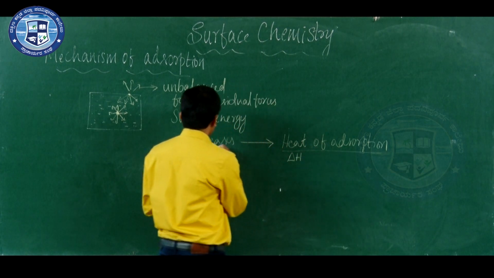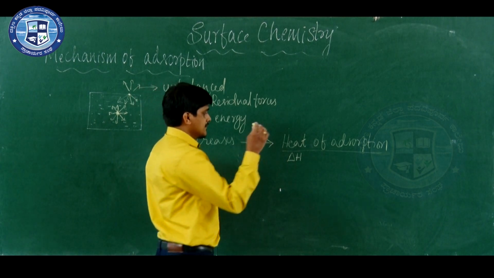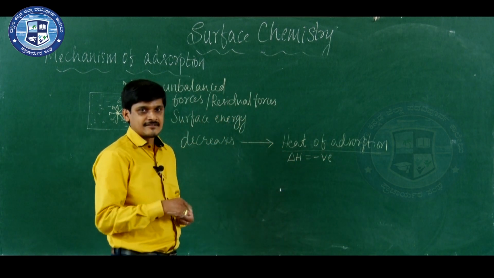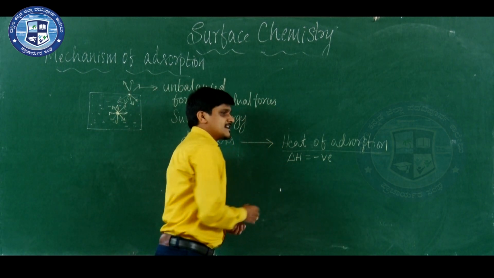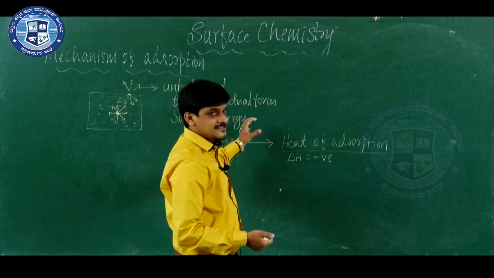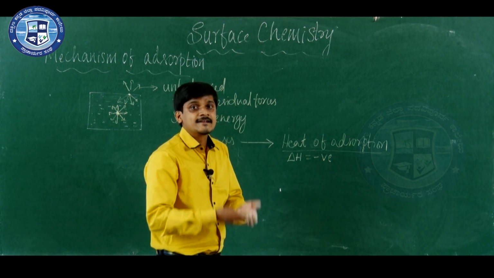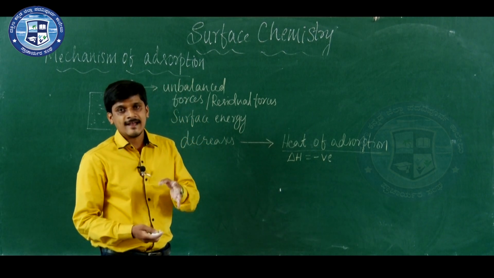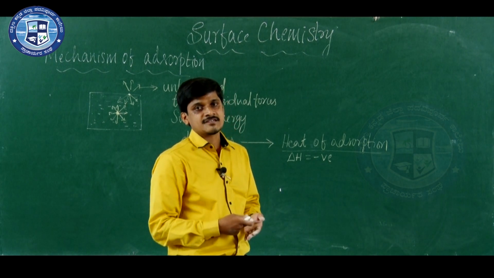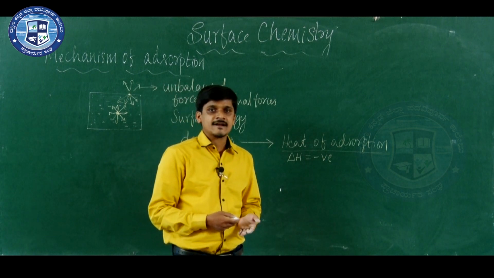Heat of adsorption: surface energy decreases, heat is evolved, therefore enthalpy becomes negative. Why does it become negative? Heat is liberating. Heat is liberating means delta H value will be negative. So therefore which type of reaction is this adsorption? Heat is liberating means it is an exothermic reaction. Those reactions in which heat is liberated are called exothermic reactions. Those reactions in which heat is absorbed are called endothermic reactions.